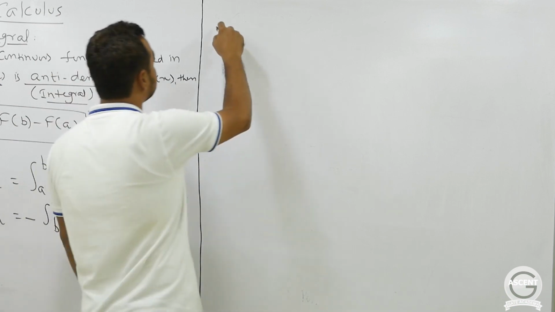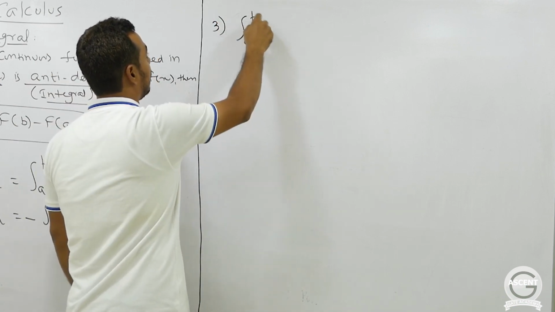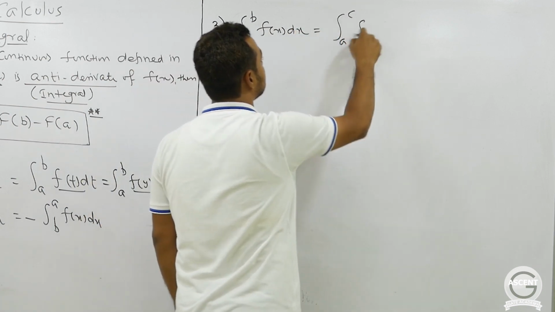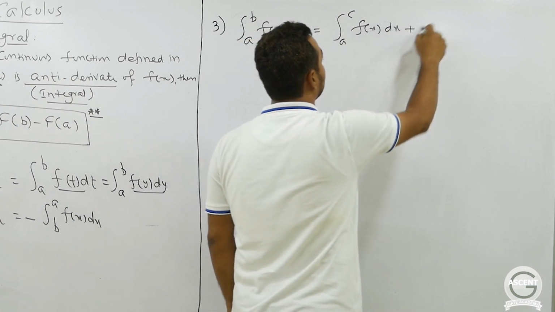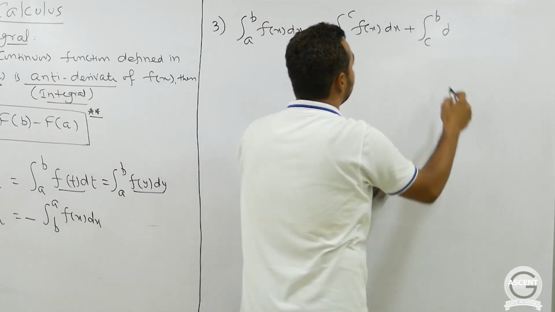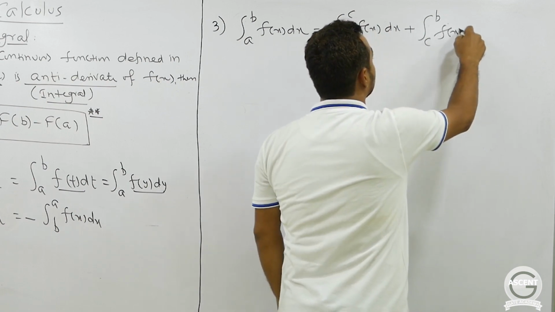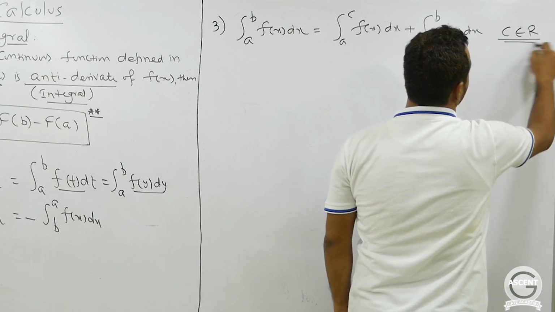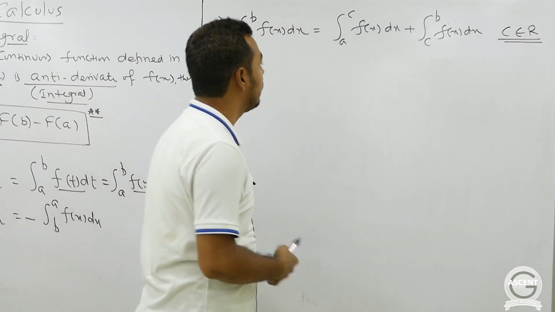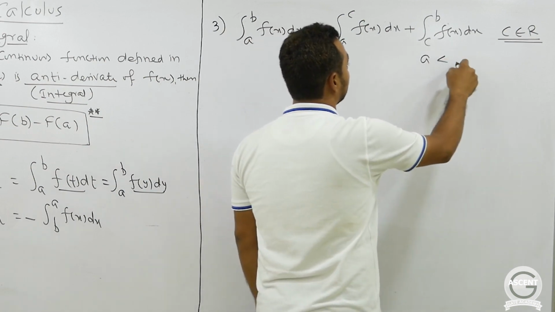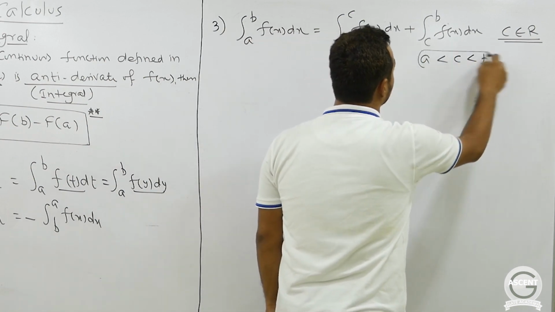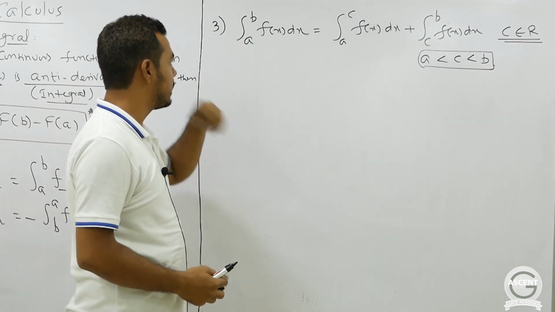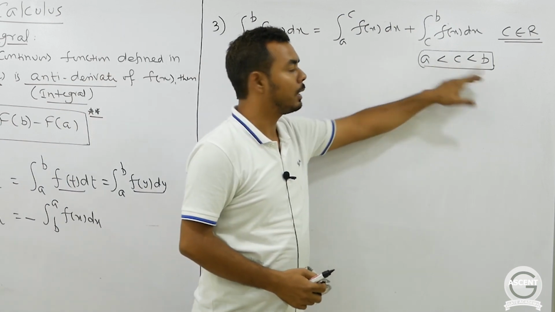Now the third one is integration from a to b of f(x) dx. This will be integration from a to c of f(x) dx plus integration from c to b of f(x) dx. So this is our third property, where c is any real number. This property is valid for any real number c, but generally we use this property where c is a number between a and b. You can apply this formula for any value of c, this relation will be correct, but generally this is used when the number c is between a and b.